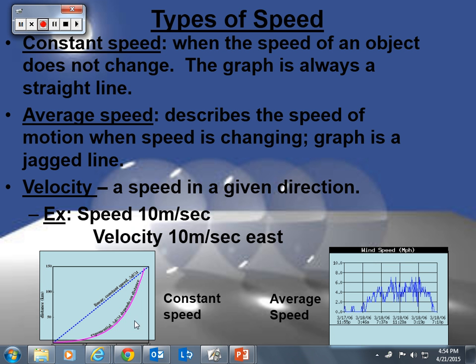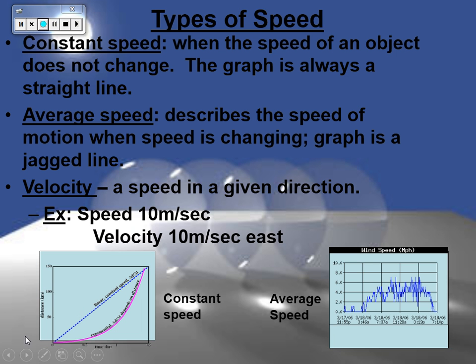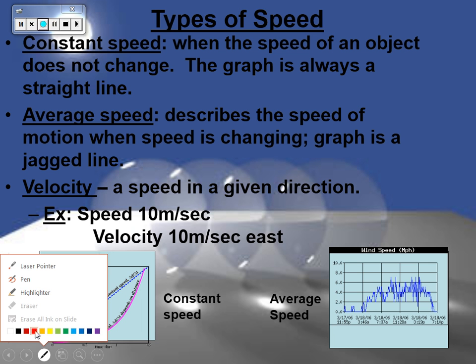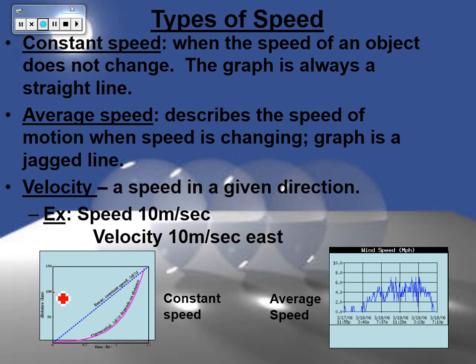Okay, constant speed. It says when the speed of an object does not change, the graph is always a straight line. However, this graph over here is actually not correct unless we add a straight line this way. Let's imagine it's straight. I'm trying to do it with the mouse. That would be constant speed. This blue one would actually be acceleration.